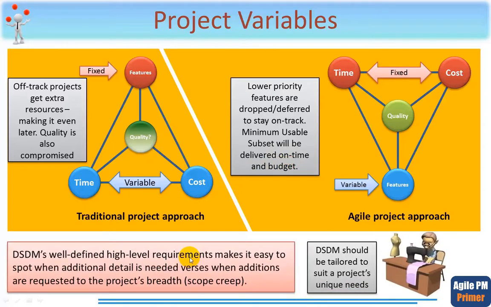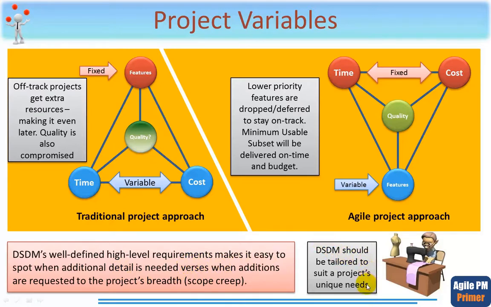Now, DSDM's well-defined high-level requirements make it easy to spot when an additional detail is needed versus when additions are requested to the project's breadth. This is called scope creep, another big killer on traditional projects. It's one thing having a high-level requirement and expecting more details to emerge later. It's another thing altogether when we actually find ourselves having to change what the customer wanted in the first place. And this is called scope creep.